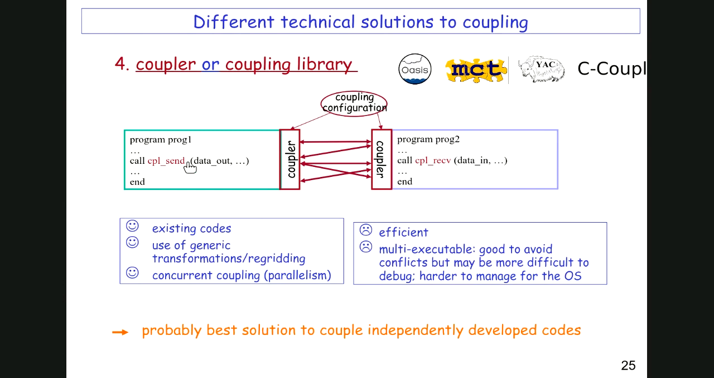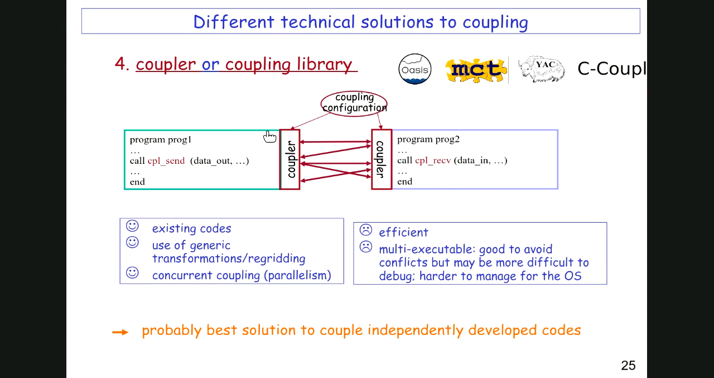In this approach, it's really the opposite philosophy than the previous one. You keep your program almost as untouched as possible. The only thing you have to do is to implement some routines to send or receive some data. But in those calls, for example for a sending instruction, you don't specify the target of your send, and in the receive instruction, you don't specify the source of your receive instruction. The source or the target of the coupling exchanges, that is the matching between a send and a receive, will be configured externally by the user in an external configuration file.